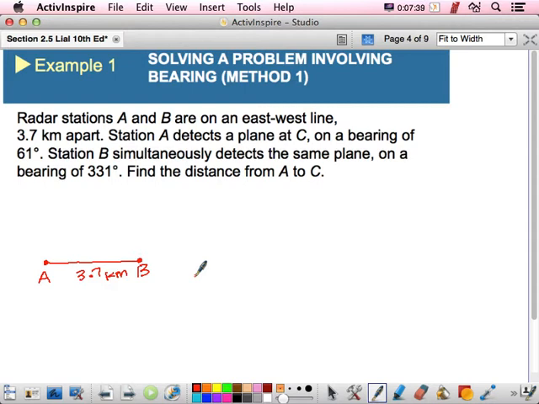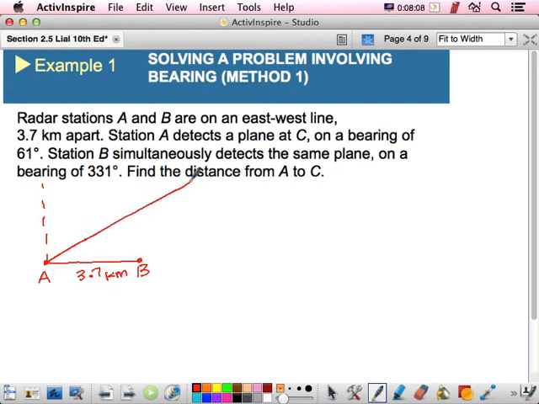Okay. Let's start from Station A. The plane is on a bearing of what from there? 61 degrees. So if I go due north, which I'm not very good at today, and I rotate from due north, so you start from due north and you rotate 61 degrees. That would be about right, I don't know, here? Would that be about 61 degrees-ish of rotation if I go from here to about right there? Okay, now we're going to draw the vector.